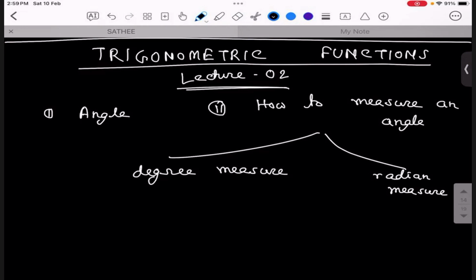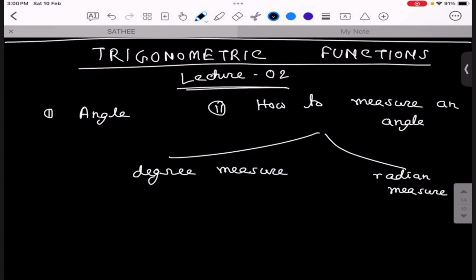Okay, and radian measure depends on the arc length of a unit circle, and depending on the length of the arc we can measure the radian. Usually we say one radian equals one arc length. So a unit arc length makes the angle which is called one radian.